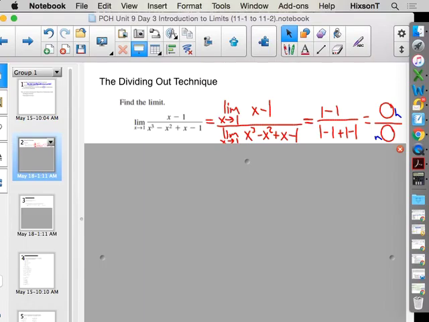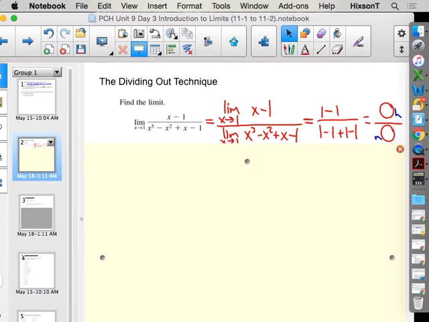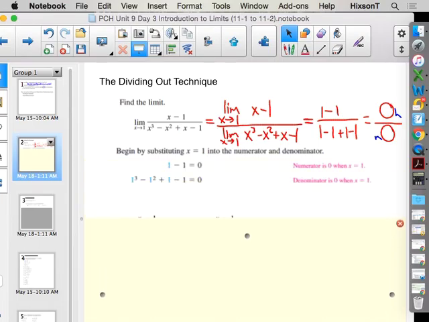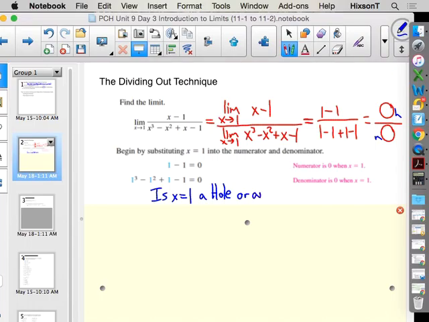We have to do something else. We can't use direct substitution to find our limit. So, we're going to factor it out. Okay? Obviously the numerator doesn't factor. But the denominator, we can factor out, alright? Here we got our 0 over 0. And the thing that we're trying to determine here when we're factoring out is, is x equal 1 going to give us a hole where we will have a limit, or an asymptote?